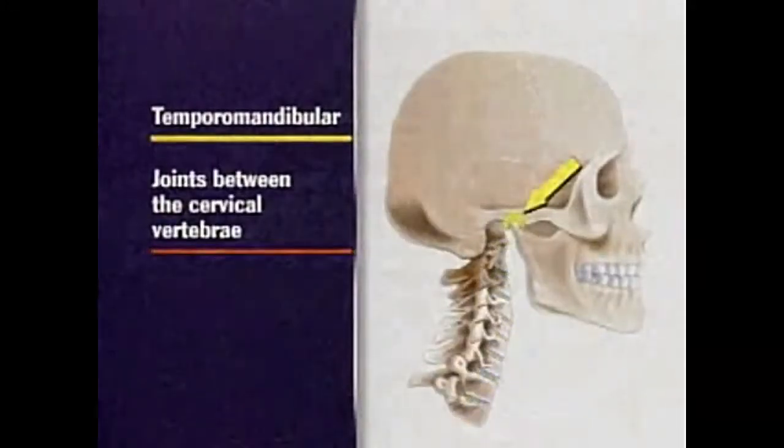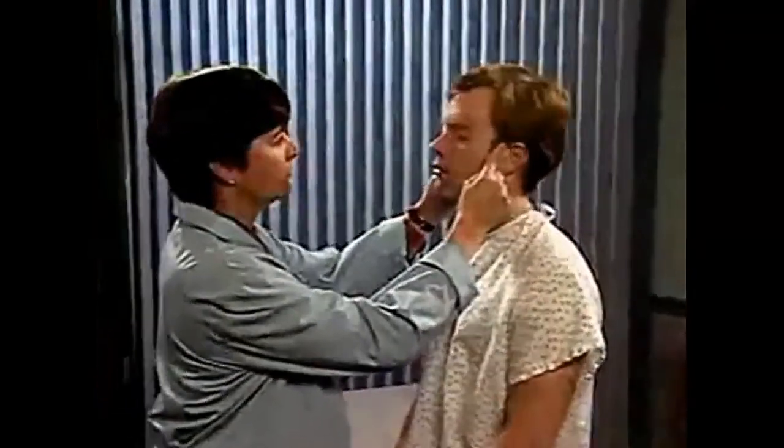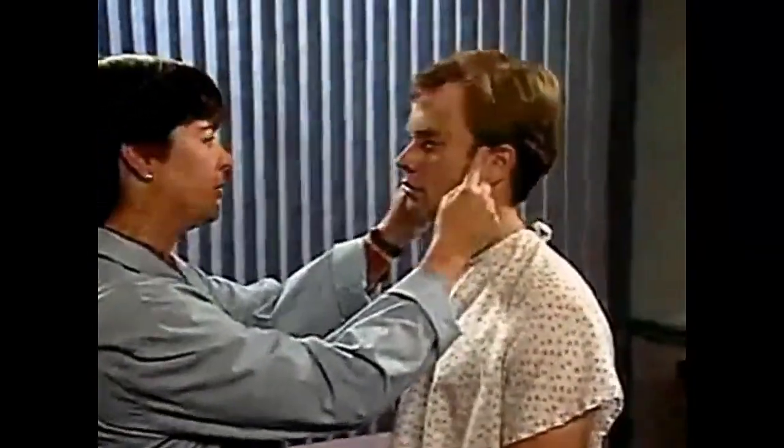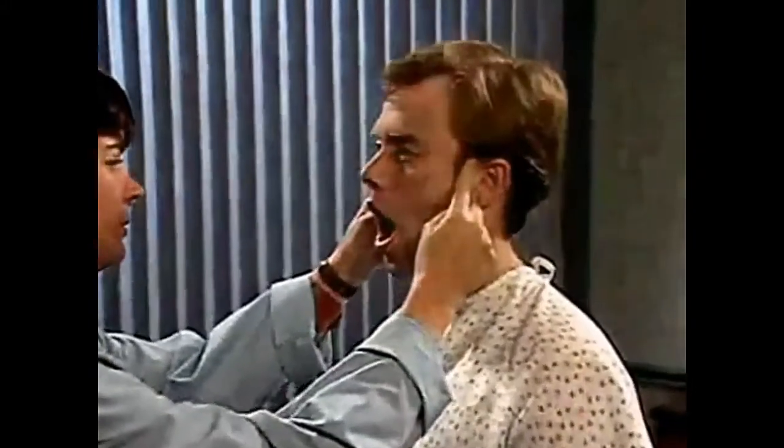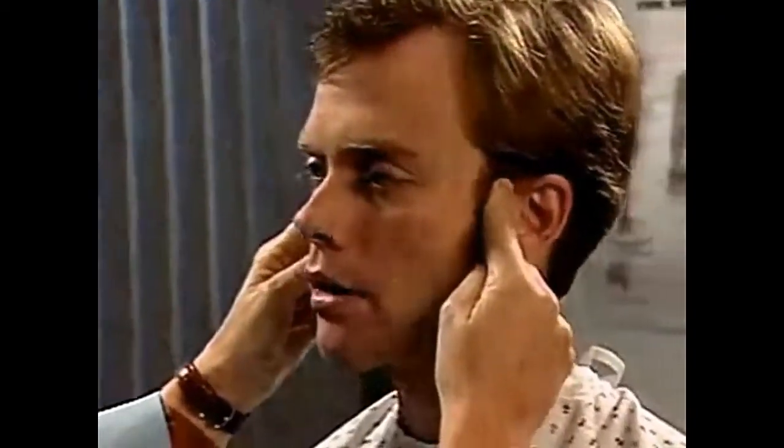Begin the exam by assessing the temporomandibular joint. Place the tip of your index finger in front of the tragus of each ear and open and close your mouth. Then ask the patient to open his mouth. Good. Observe the movement of the jaw, feel for swelling, and note any tenderness or crepitus.